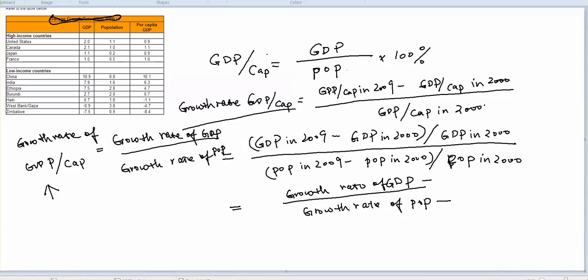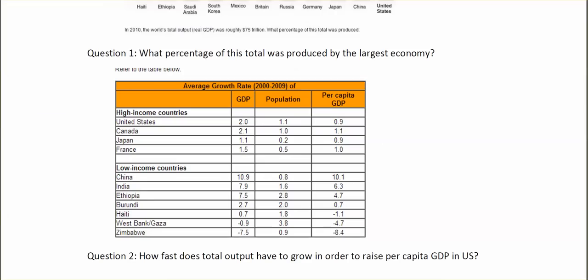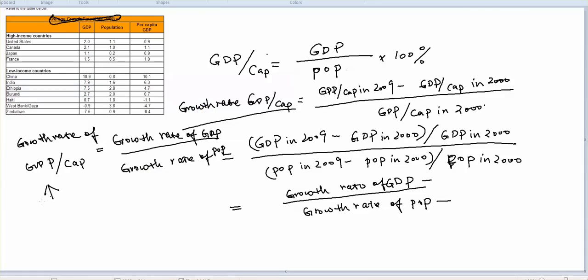The question asks how fast total GDP has to grow in order to raise per capita GDP in the United States. So this is to say, in order to increase the growth rate of per capita GDP, we need to make sure the growth rate of GDP is larger than the growth rate of population. Now the growth rate for per capita GDP is 0.9. In order to raise this number, we need to make sure the GDP grows faster than 2.0, right?